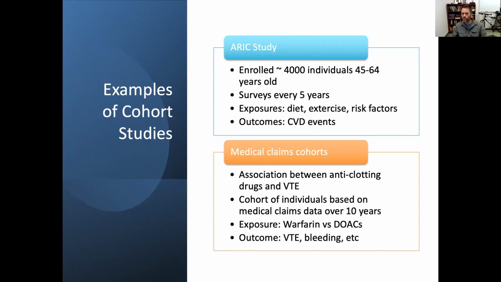Another example of cohort studies would be medical claims cohorts. So this is an example where the data actually exists through medical claims. The investigators don't have to go out and collect their own data. They can go into medical records and, for example, look at the association between anti-clotting drugs and venous thromboembolism. You could collect a cohort of individuals based on medical claims for a 10-year period and look and see if people are prescribed one medicine versus another medicine. Often do they have various events like VTEs or bleeding.